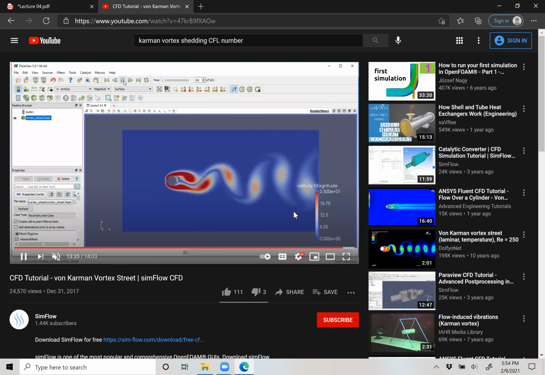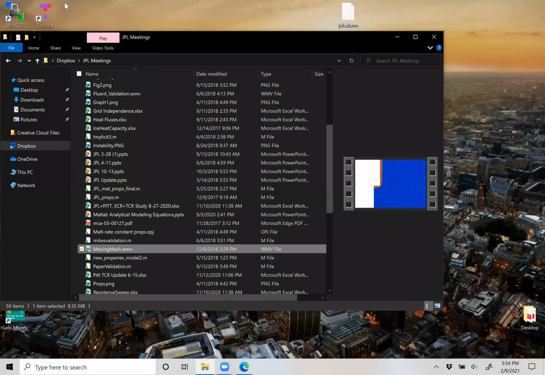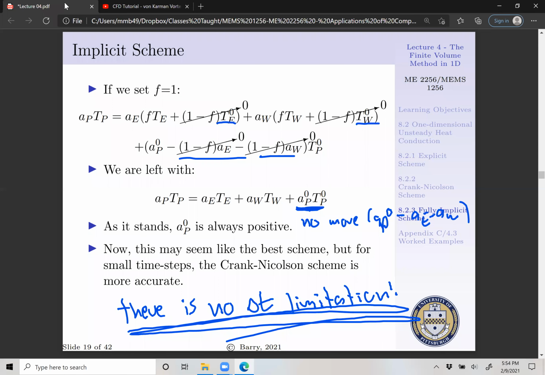And then if you began to decrease your CFL number, i.e. decreased your time step, you begin to pick up more of what's physically happening. So, long story short, you might go, oh, wow, the implicit scheme is the best. There is no delta T limitation for us to have a stable solution for my solver to converge. Yeah, but if your delta T is too large, you're going to be missing some of the stuff happening in that time period.